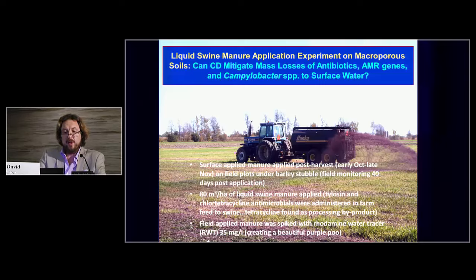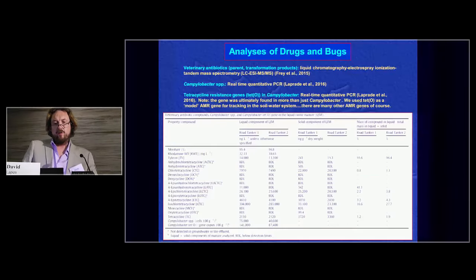In the field, we applied a rhodamine water tracer to the manure, creating this beautiful purple poo coming out of the applicator. But that was tracked with optical sensors to monitor its transport into the tiles. Liquid chromatography, electrospray ionization, tandem mass spec approaches were used to characterize the veterinary antibiotics in water and a variety of transformation products.